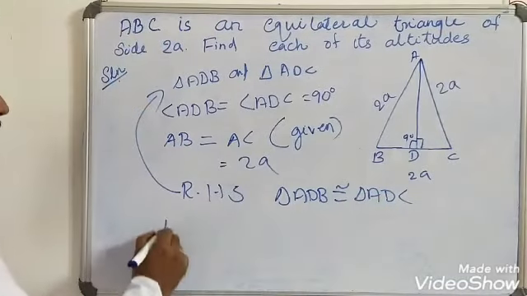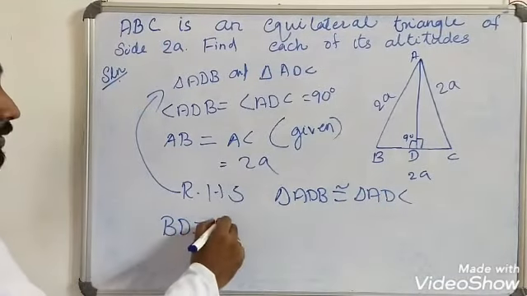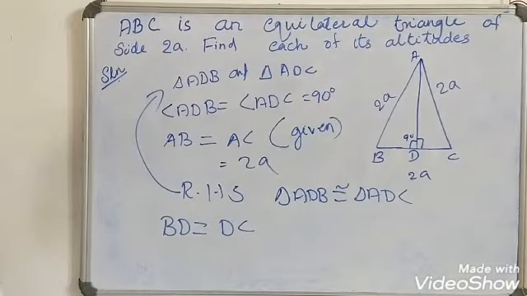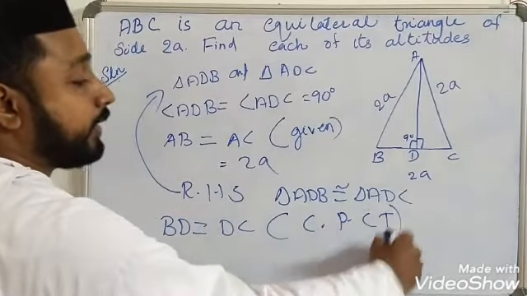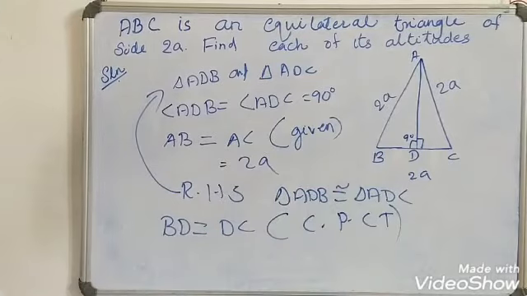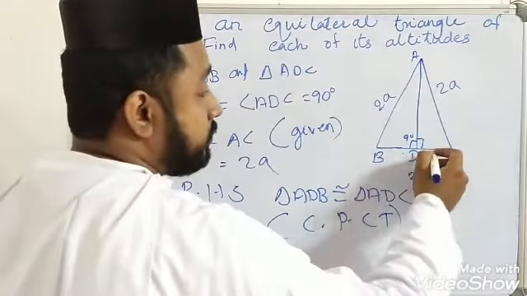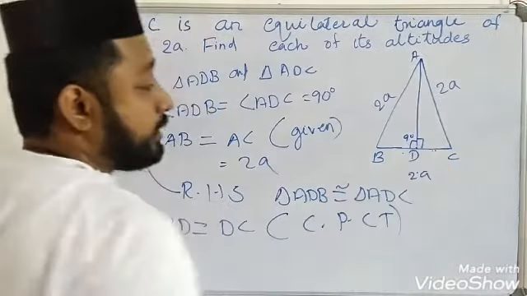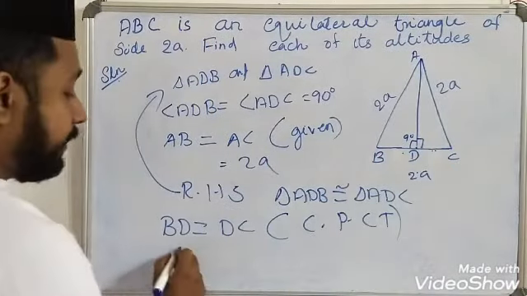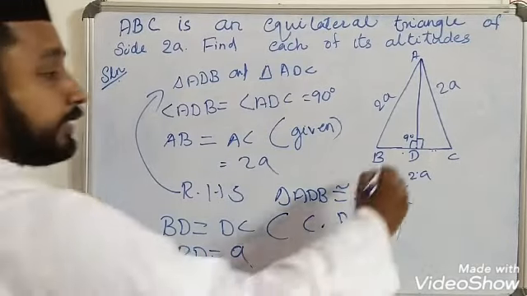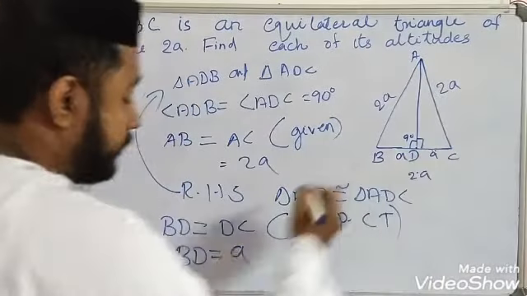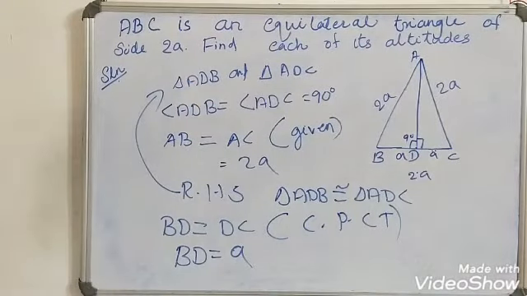Then we can say that BD is equal to DC, by corresponding parts of congruent triangles. But we know BC is equal to 2a, so these two are equal parts and D is the midpoint. So BD is equal to a. This is a, and the total is 2a.